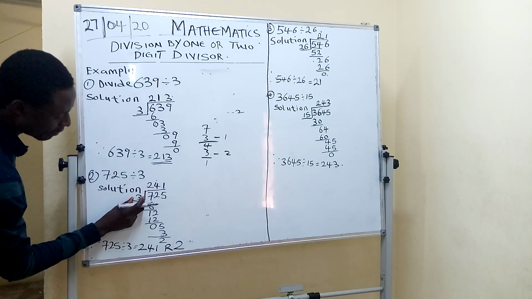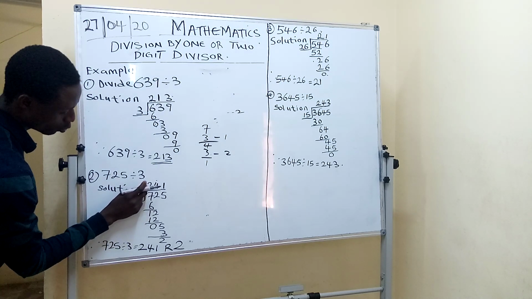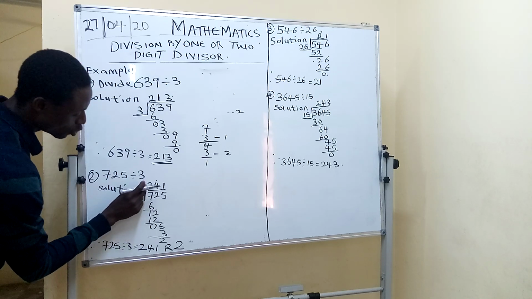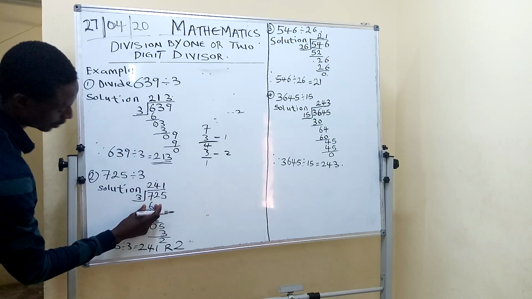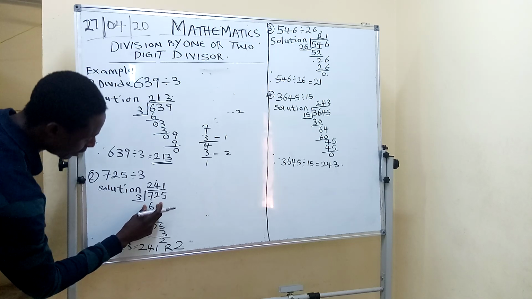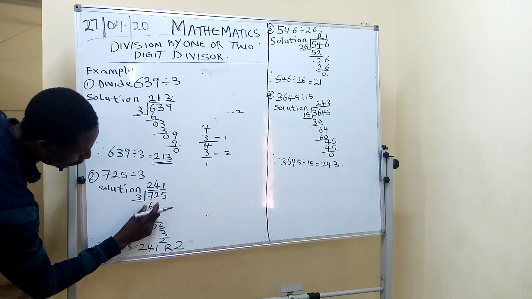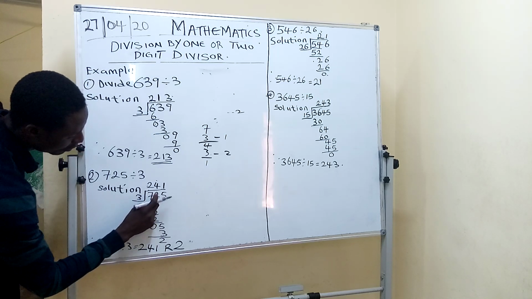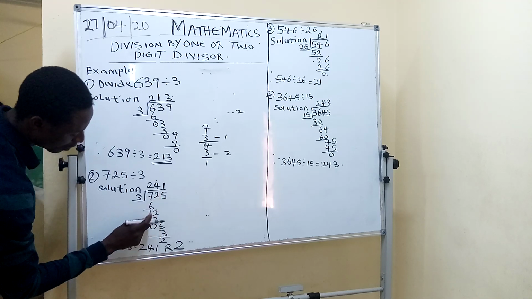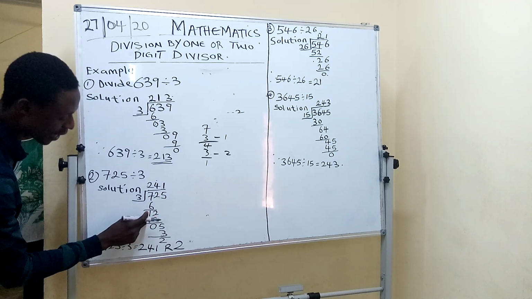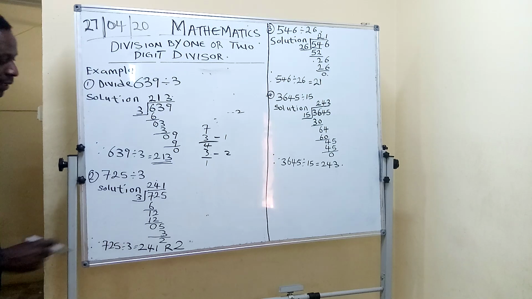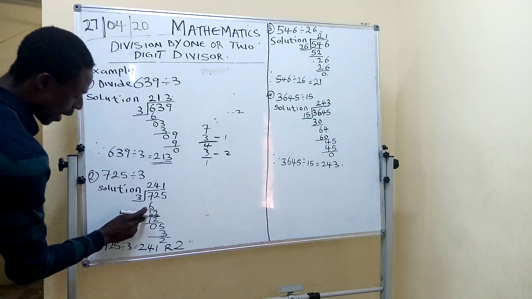Now you said 3 times 2. It will give us 6. When we got this 6, we remove 6 from 7. We have the answer 1. Now we get 1 here.